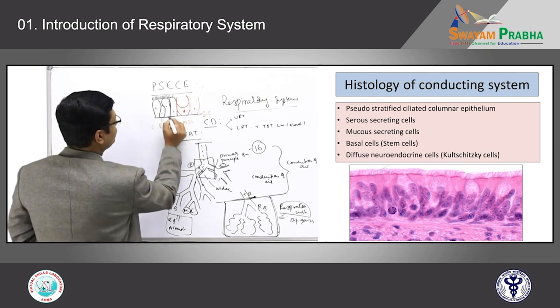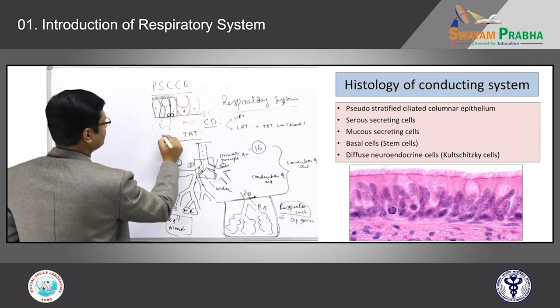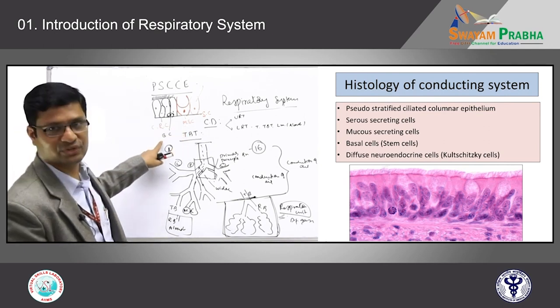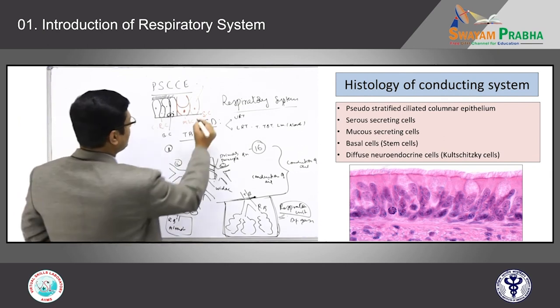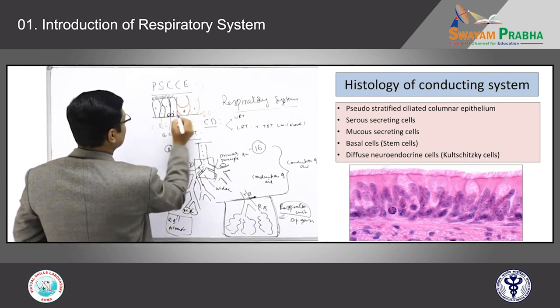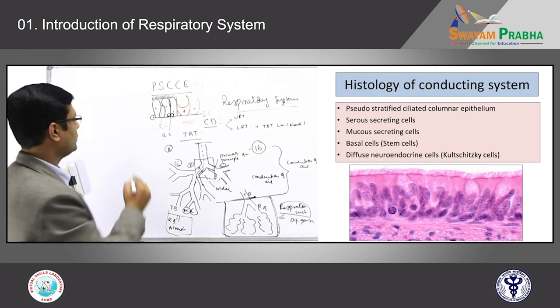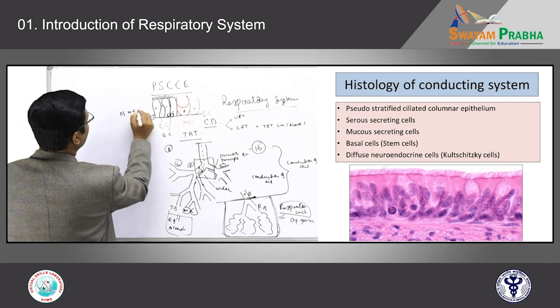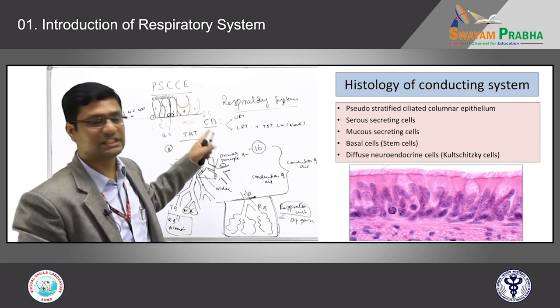Occasionally, we have some round cells situated at the basal region. We call them basal cells. Basal cells are actually nothing but stem cells, helpful for regeneration of this epithelium. Along with that, we have one more type of cells dispersed here, and they are of neuroendocrine nature. We call them diffuse neuroendocrine cells. The other name for diffuse neuroendocrine cells is Kulchitsky cells.